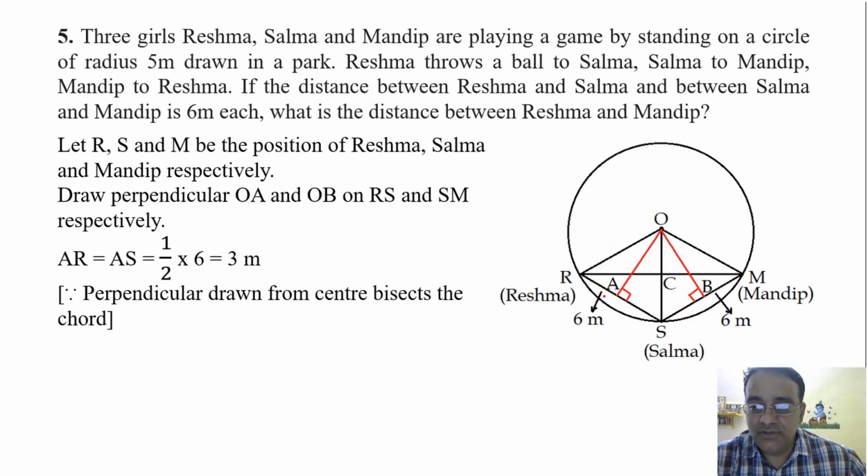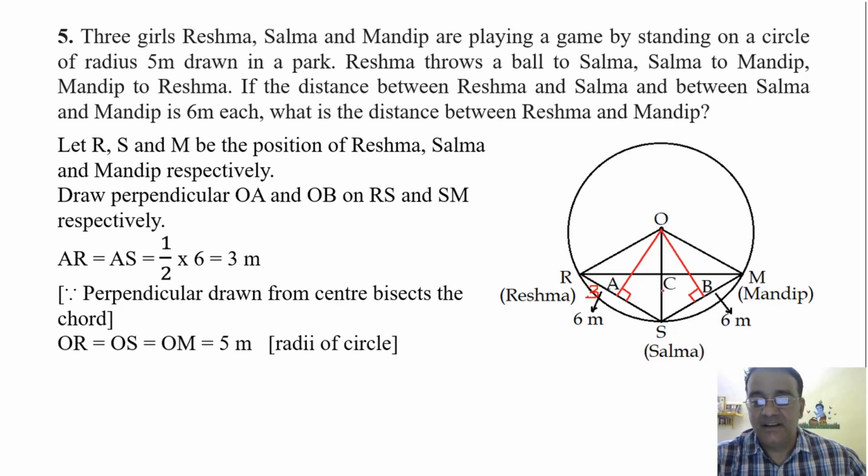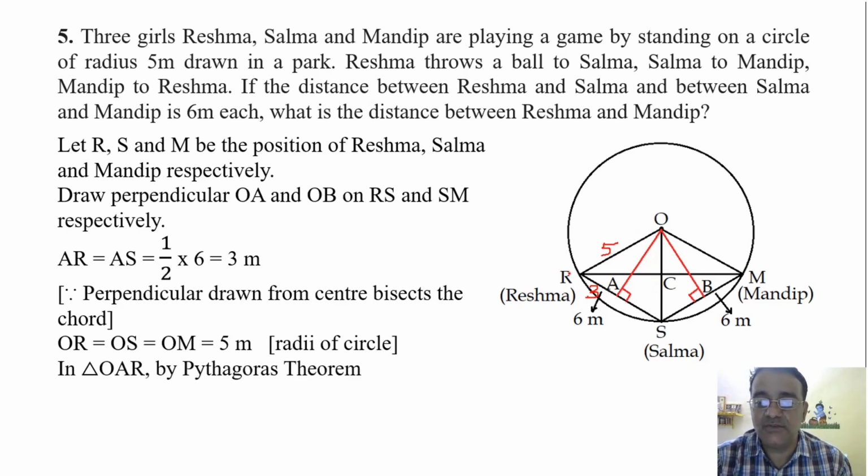Right. So this is 3 meter, and what is OR? OR, OM, OS, these are the radii. So they are equal to 5 meter. Now we got OR, OS equal to 5 meter. Take this triangle. How will you find OA? By using Pythagoras theorem, right? So by using Pythagoras theorem, we'll get OR square is equal to AR square plus OA square. Now we need to find OA square.